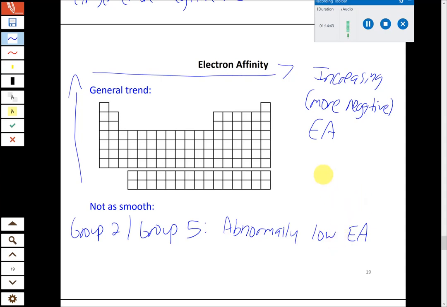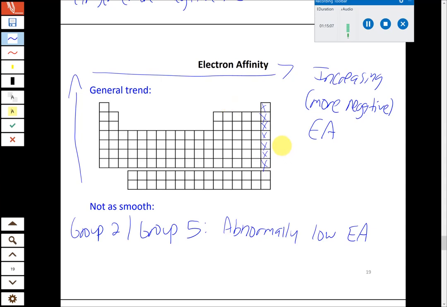We should also mention that the noble gases, we don't really consider those for electron affinity. They have no electron affinity because, as we'll talk about a little bit more next time, the S2P6 configuration, the noble gas configuration, is the most stable of all. So they don't want to have anything to do with losing or gaining electrons. So we don't even think about electron affinity for noble gases. It's non-existent.